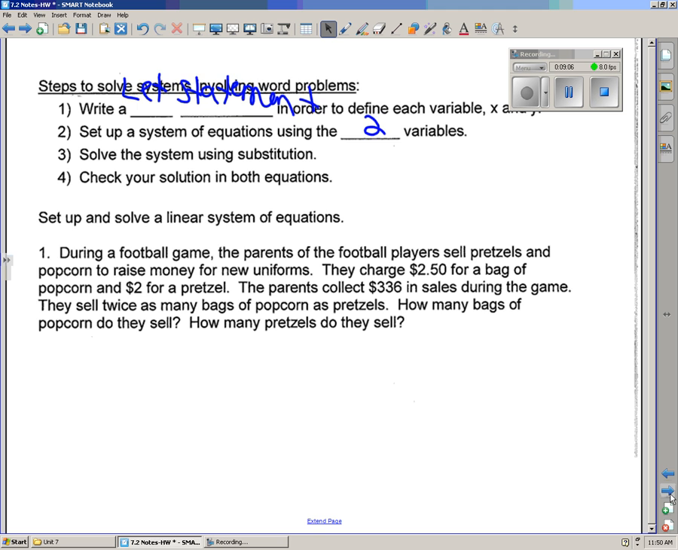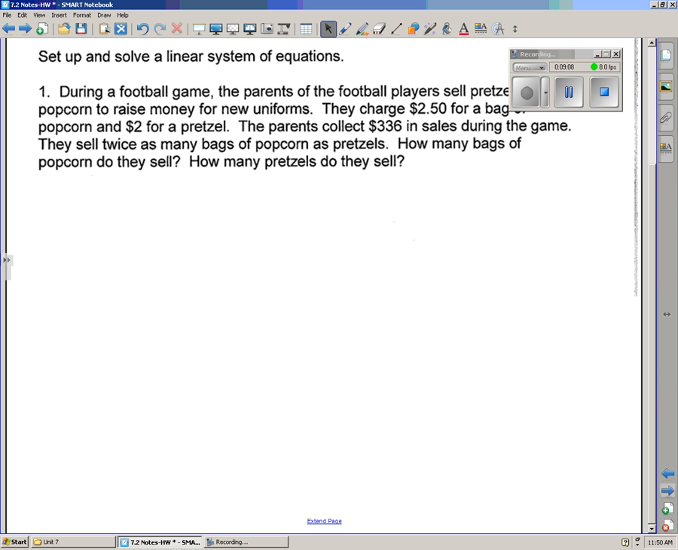So here's our situation. During a football game, the parents of the football players sell pretzels and popcorn to raise money for new uniforms. They charge $2.50 for a bag of popcorn and $2 for a pretzel. The parents collect $336 in sales during the game. They sell twice as many bags of popcorn as pretzels. How many bags of popcorn do they sell? How many pretzels do they sell?